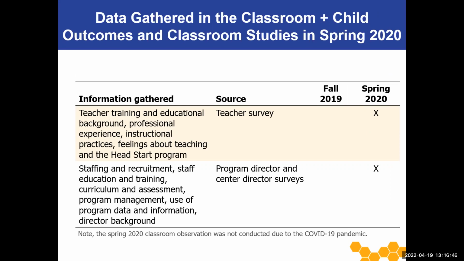In the spring of the program year, data were gathered across the 165 programs. So teachers and directors completed surveys about themselves and classroom and program practices. For example, teachers reported on training and their educational background, and directors reported on staffing and recruitment.